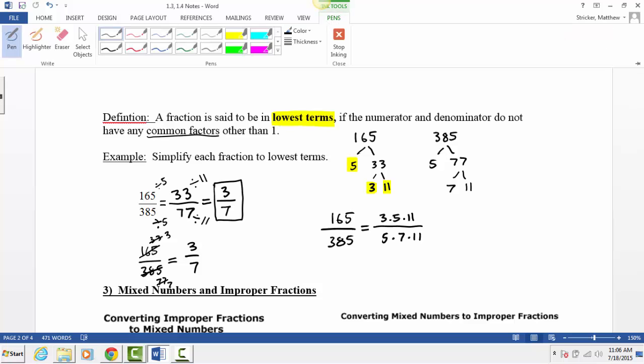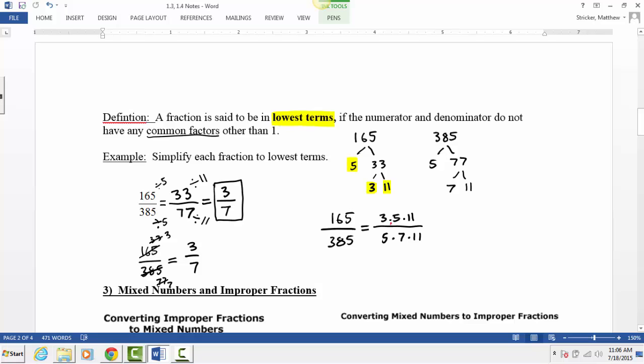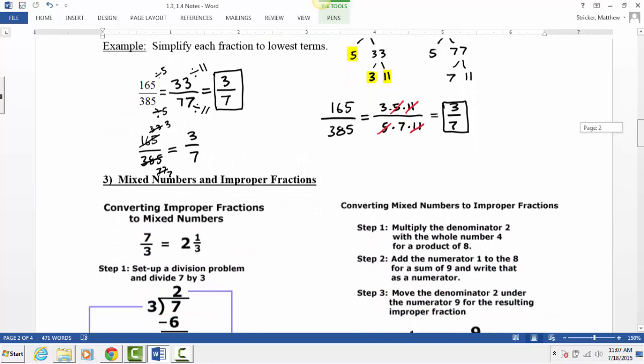And then we just cancel out the common factors. We see that the top and bottom both have a 5, and the top and bottom both have an 11. So what's that leave us with? It leaves us with the 3 and the 7. Again, we get the same answer. I don't care which one of these methods you use, but you should be able to reduce fractions.